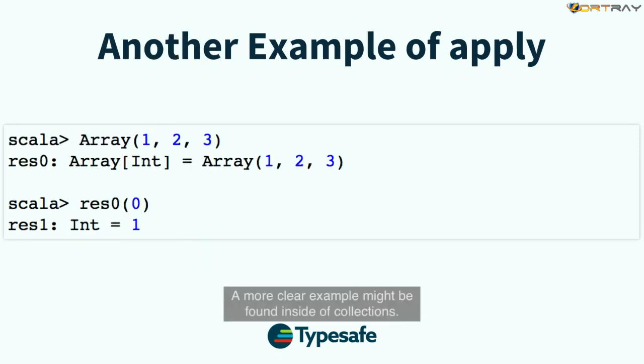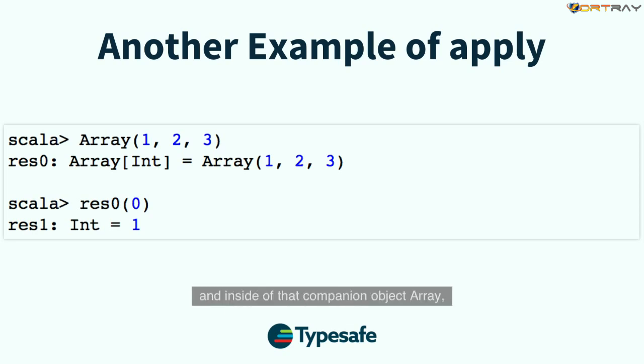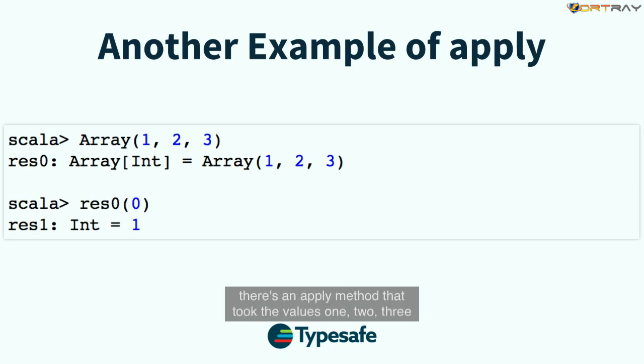A more clear example might be found inside of collections. In this case, I'm going to create an instance of an array with 3 values inside of it, 1, 2, and 3. This creates an array of integers. But I never explicitly said new or said any method on array. This should tell you that array has a companion object, and inside of that companion object array, there is an apply method that took the values 1, 2, 3 and created an instance of an array for me.